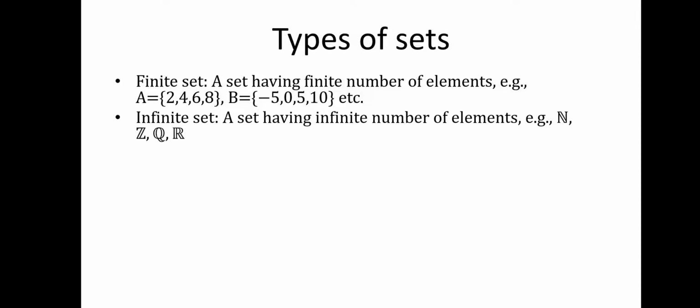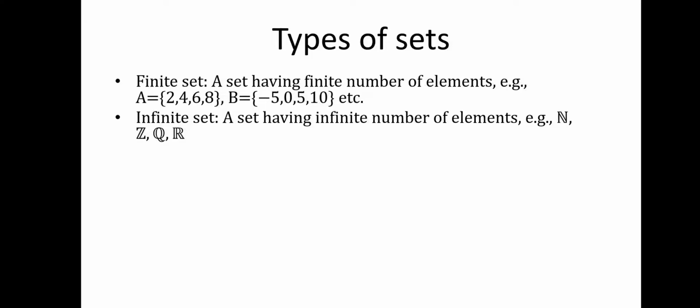Now first we need to understand what these symbols represent. N represents the set of natural numbers, Z represents the set of integers, Q represents the set of rational numbers, and R represents the set of real numbers.